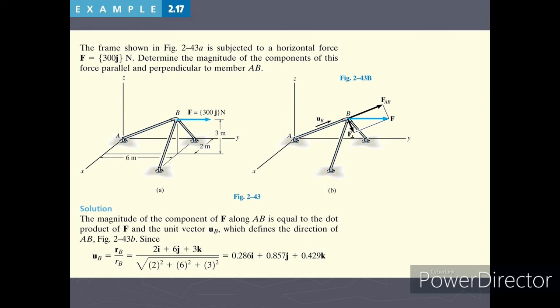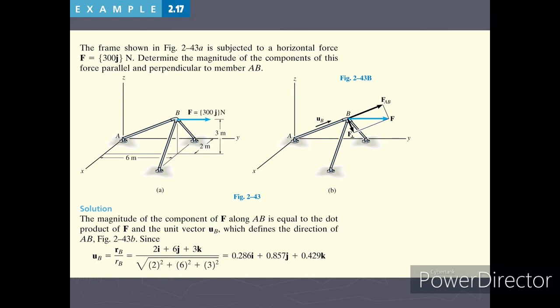And we know for position vector we use coordinates. So the first thing we do is to determine the coordinates of point in space, isn't it? So here it says we have a frame in this figure that is subjected to a horizontal force F equals 300j. Can you see? It's definitely 300j because it's directed along the y-axis. And determine the magnitude of the components of this force parallel and perpendicular to member AB. Parallel to member AB will be this, and perpendicular will be that, isn't it? So the first thing we do here is to try to get the force vector, isn't it?